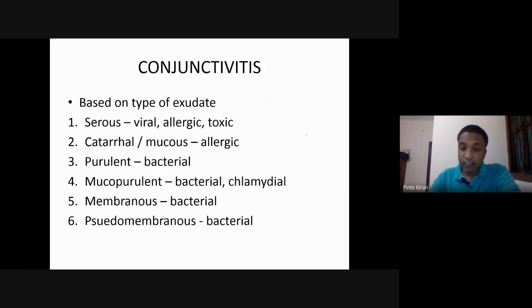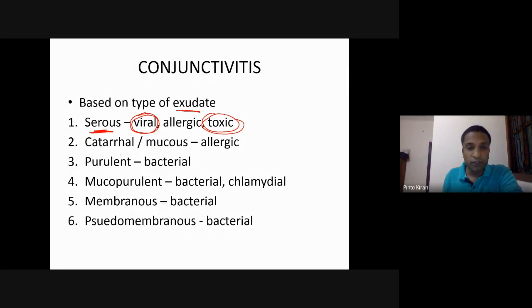So based on the type of exudation, conjunctivitis can be classified based on the type of secretion. Exudate means the type of secretion. If the secretion is serous, just a watery discharge, the cause could be viral. You have to remember this: viral, okay, and toxic.